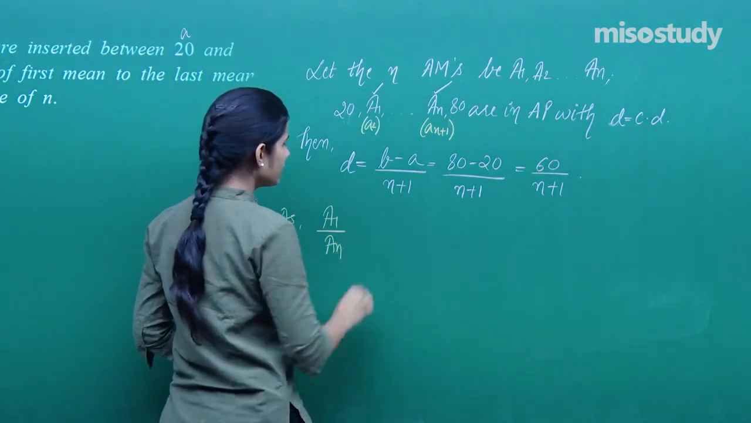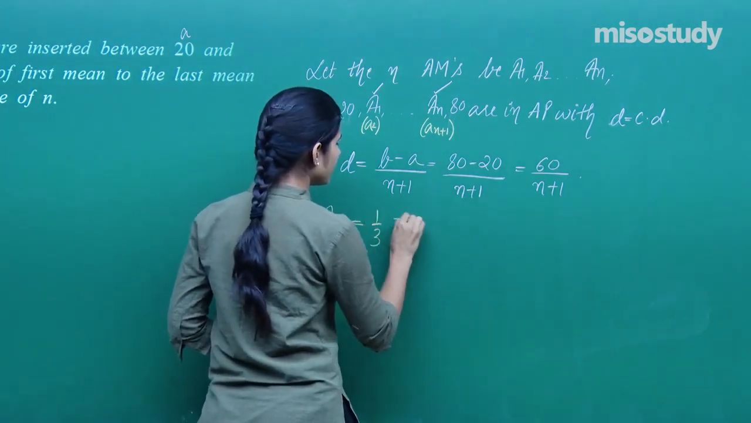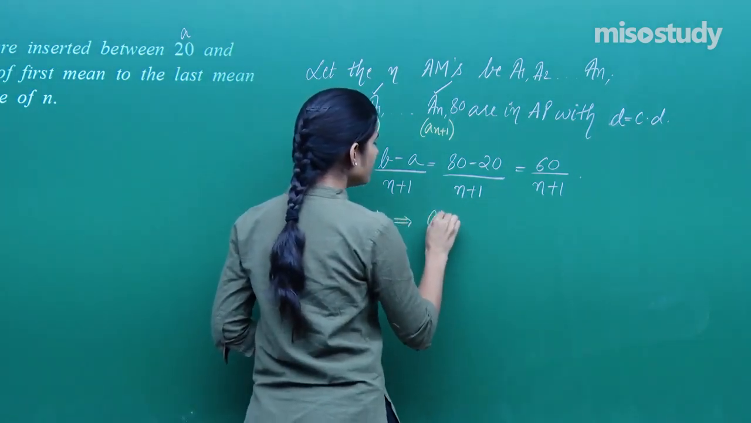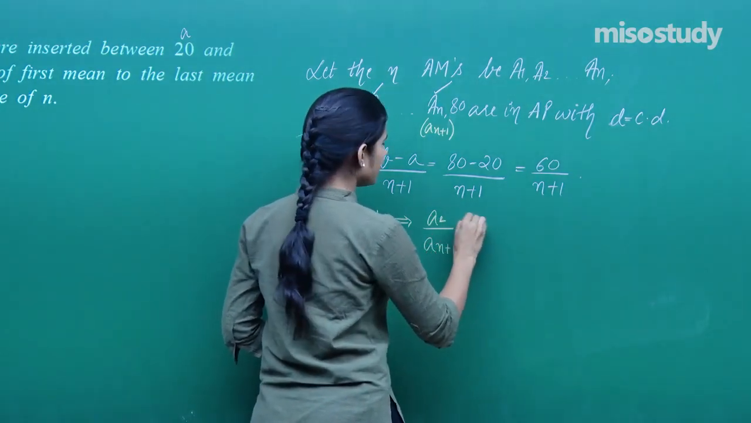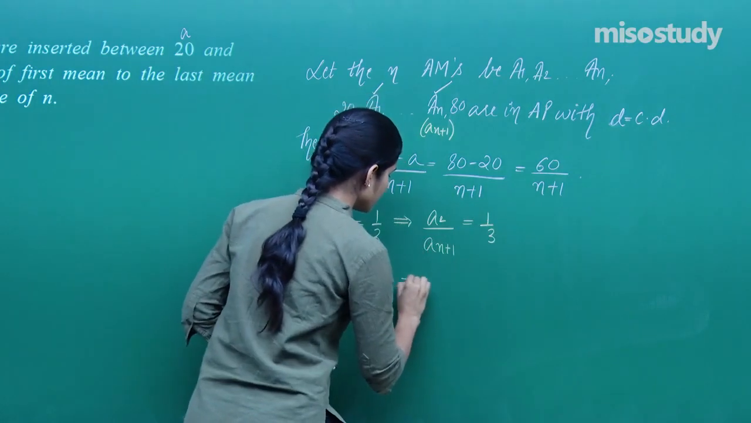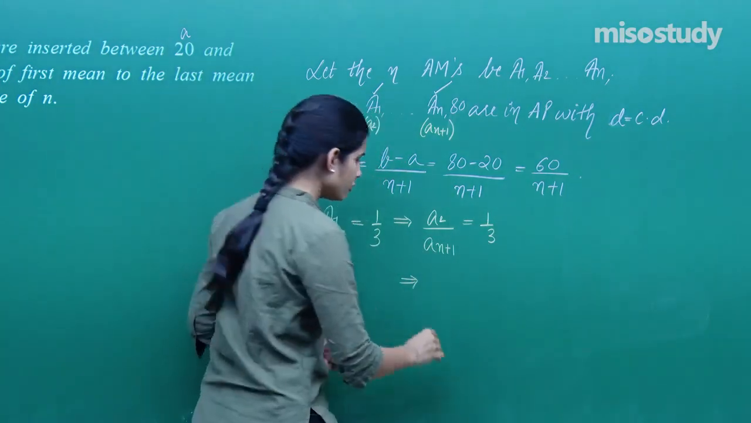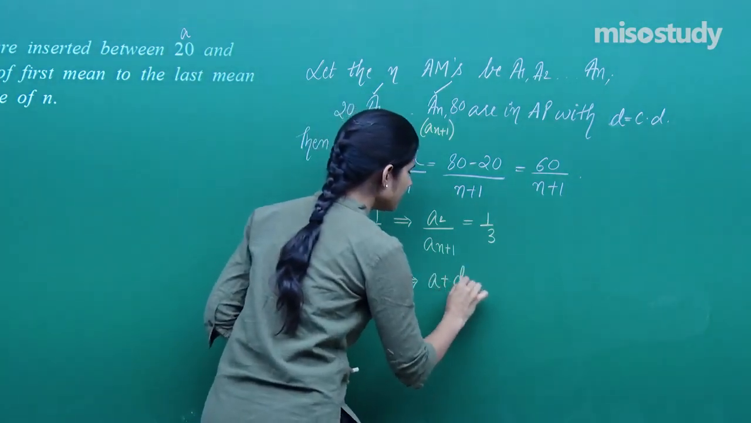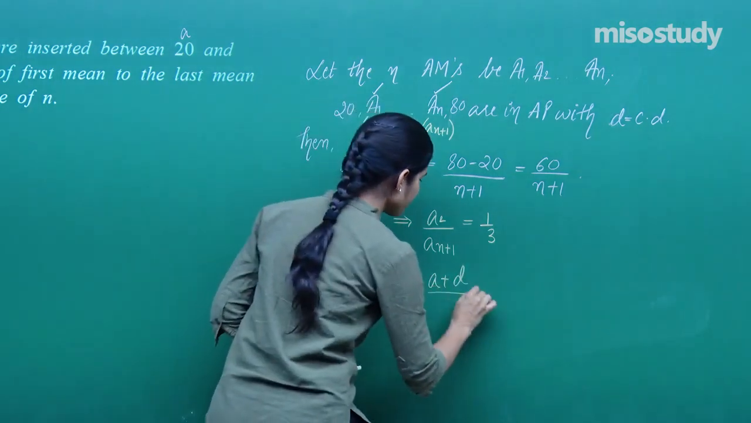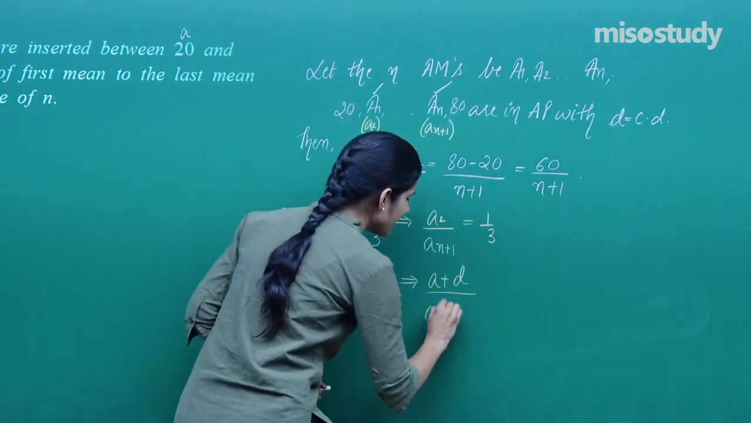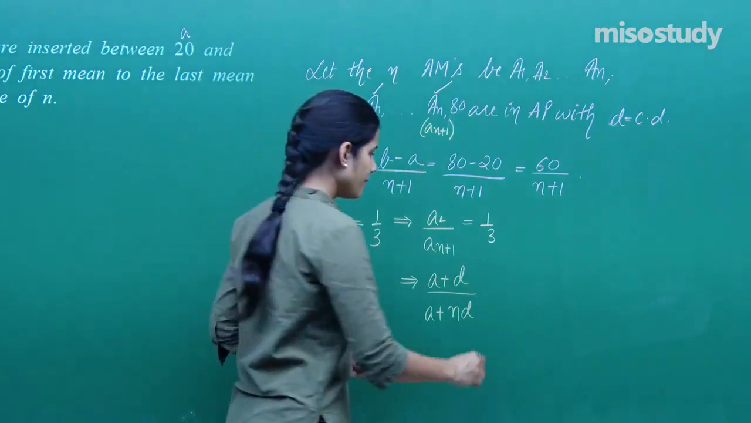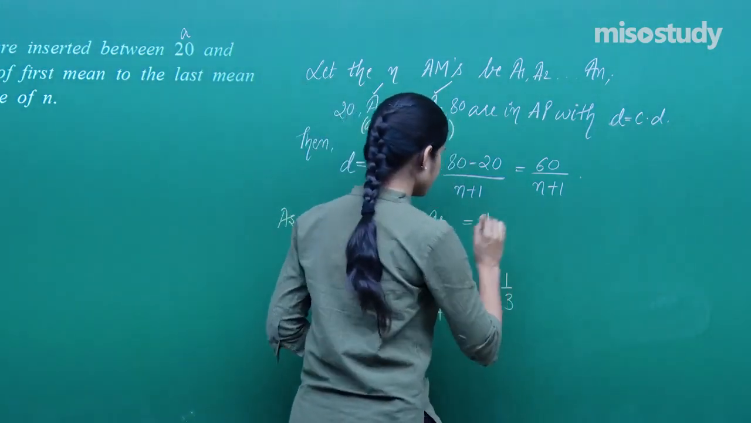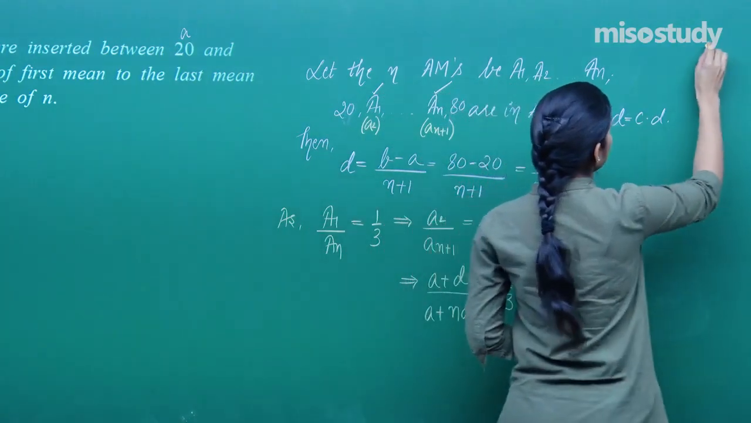I am given that the ratio of the first mean to the last mean is 1/3, which implies the second term of this AP, its ratio with the n plus 1th term of this AP, is 1/3. The second term of this AP is written as the first term plus the common difference, and the n plus 1th term is A plus n plus 1 minus 1, that is n, A plus nD. This is given as 1/3. What is A plus D?